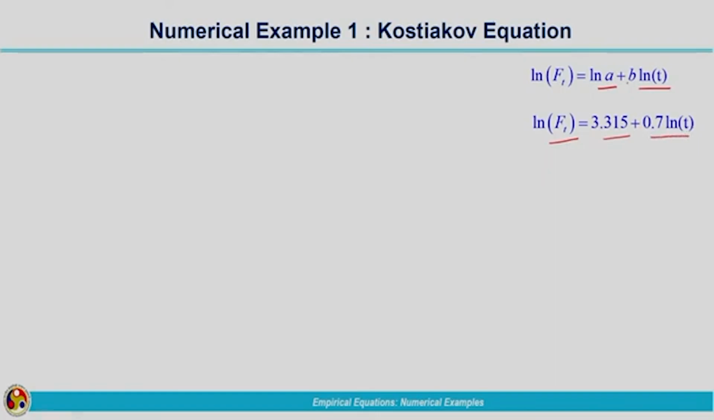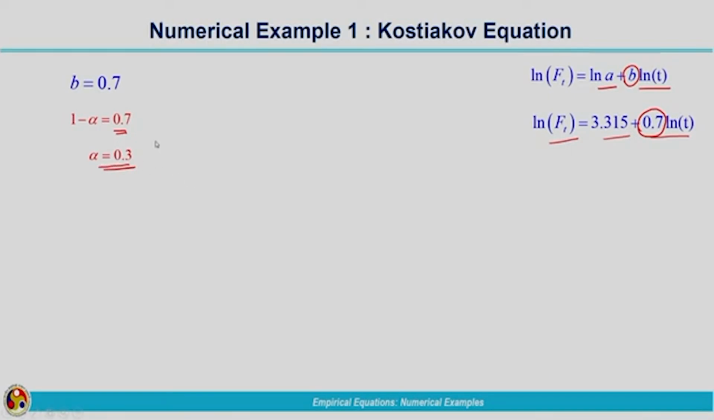So, from here itself it is clear that b is nothing but 0.7. But actually what is b? b is 1 minus alpha. So, 1 minus alpha is equal to 0.7. From that we can get the parameter alpha is equal to 0.3.